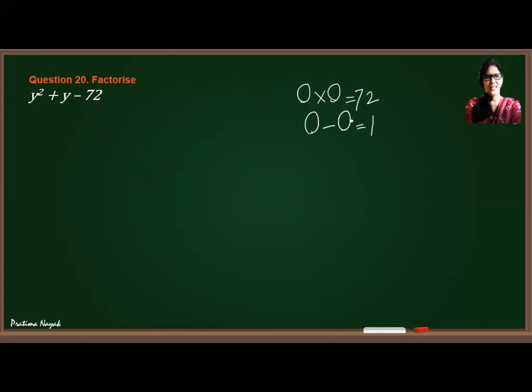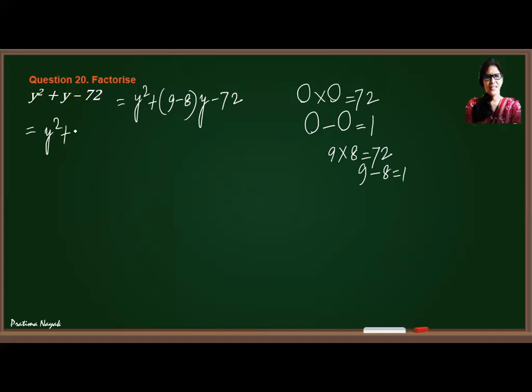Two numbers multiply to 72, and the two numbers subtracted give 1. Certainly it will be 9 into 8, 72. 9 minus 8, 1. So break it: y square plus 9y minus 8y minus 72.